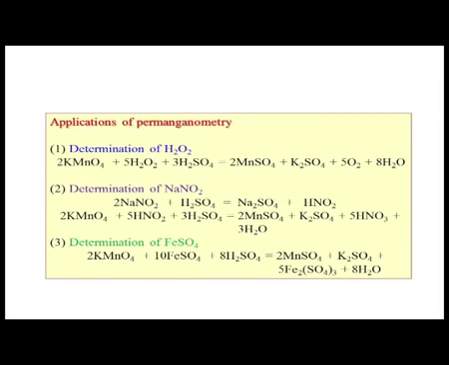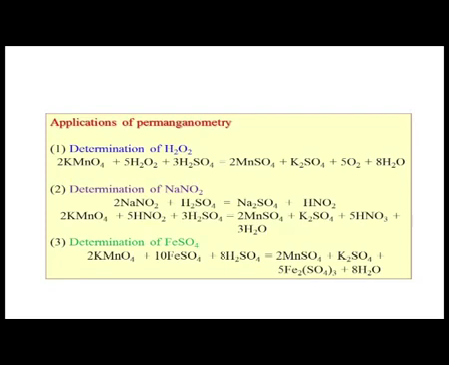Similarly, for the determination of sodium nitrite, we all know that sodium nitrite, when we dissolve it in any acid such as sulfuric acid, forms nitrous acid. So the amount of sodium nitrite or nitrous acid in the reaction medium can again be found out by quantitative redox titration with potassium permanganate, and this nitrous acid will be oxidized to nitric acid.